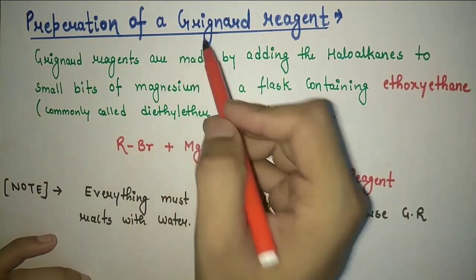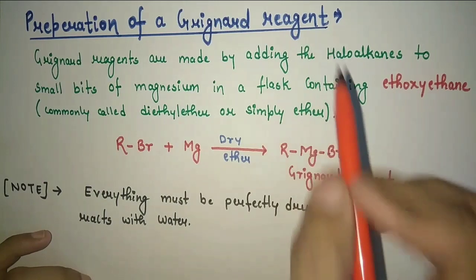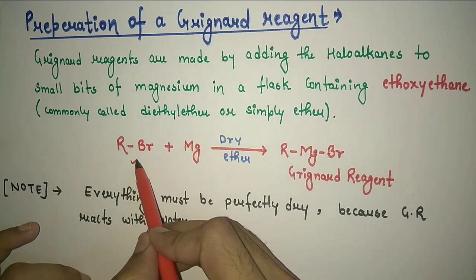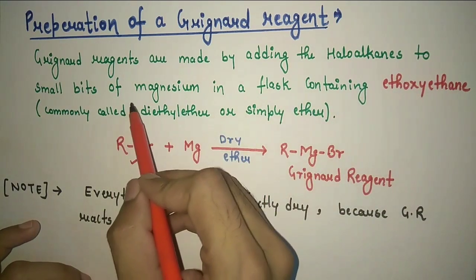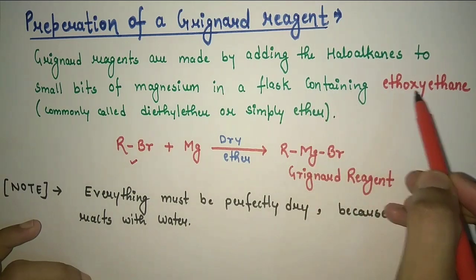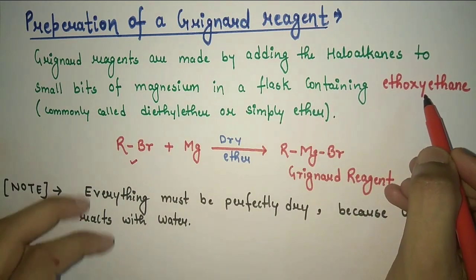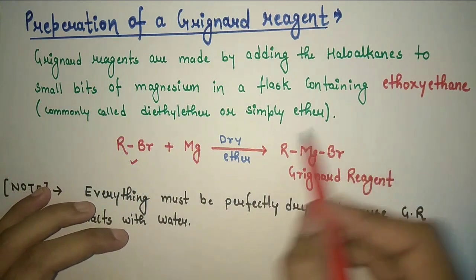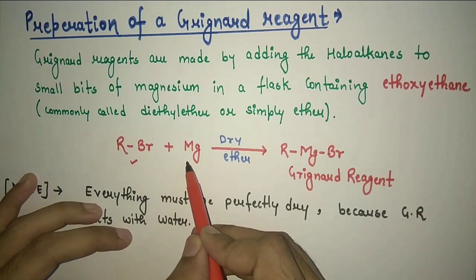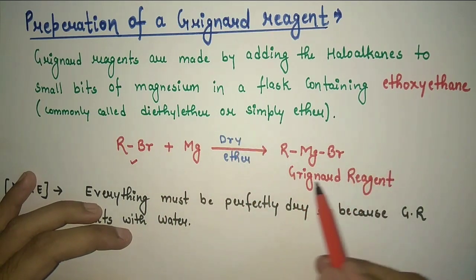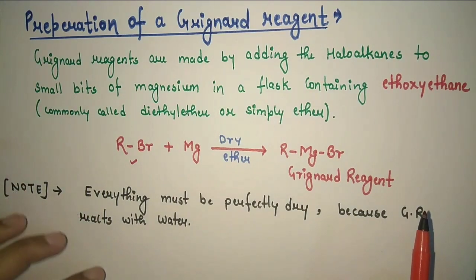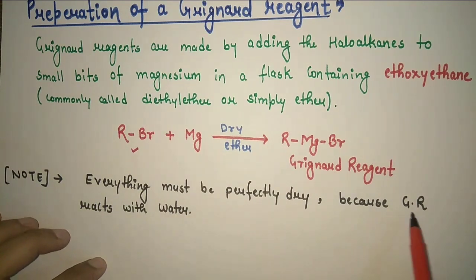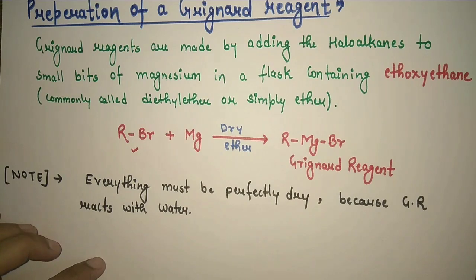Now, coming to the preparation of Grignard reagents. Basically, Grignard reagents are made by adding haloalkanes to small bits of magnesium in a flask containing ethoxyethane, which is also known as diethyl ether or simply ether. So when haloalkanes are treated with magnesium in the presence of dry ether, they form the Grignard reagent. The point to remember is that everything must be perfectly dry, because Grignard reagents react with water.